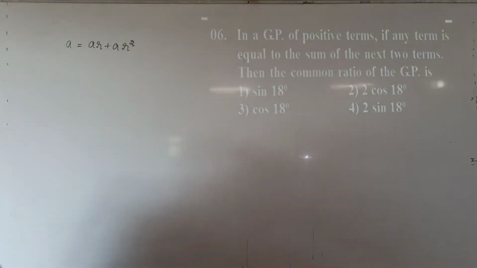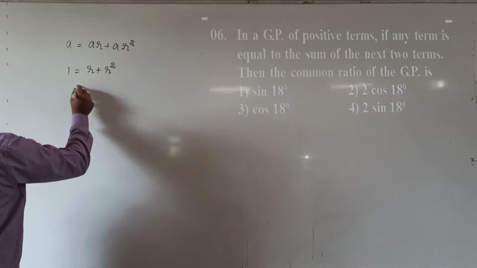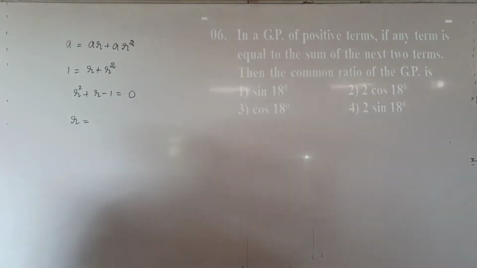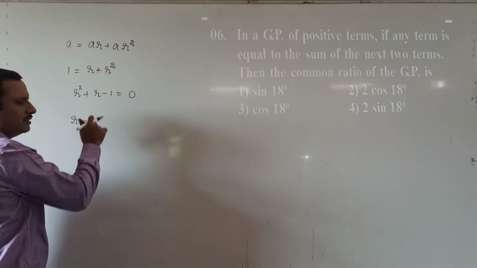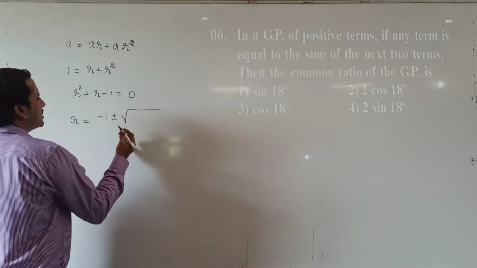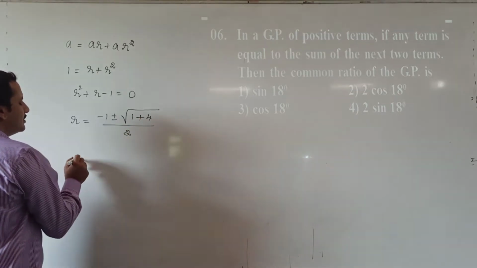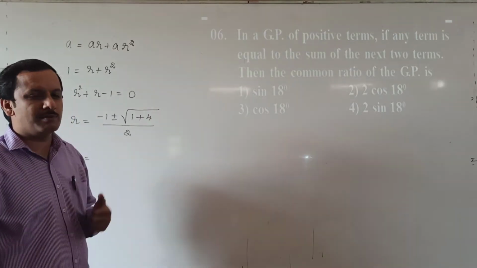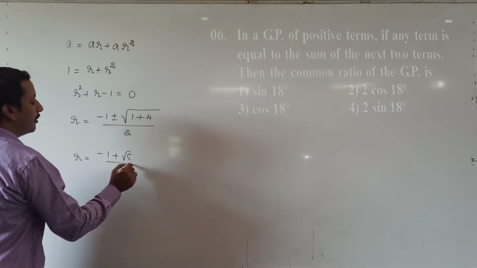I will divide this equation by A, that will give you 1 is equal to R plus R square, or R square plus R minus 1 is equal to 0. Now R is equal to, I will use the formula for a quadratic equation, minus B plus or minus root of B square minus 4AC, divided by 2A. Given that it is a GP of positive terms, R must be positive, hence I will take plus here, giving minus 1 plus root 5 by 2.